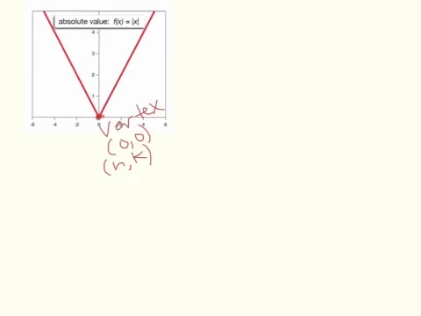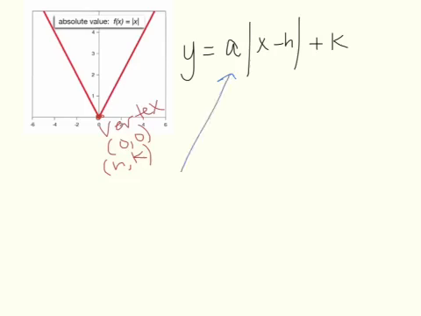So the transformation equation that I need you to remember is y equals a times the absolute value of x minus h, plus k. And I'll explain what these stand for. But you can see whatever your h and your k is, that's your vertex, h and k. So this a right here is going to tell us a few things. It's going to tell us how wide or narrow that V is, the vertical stretch or vertical compression.